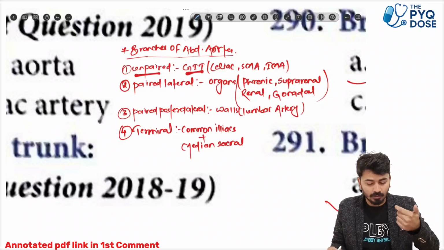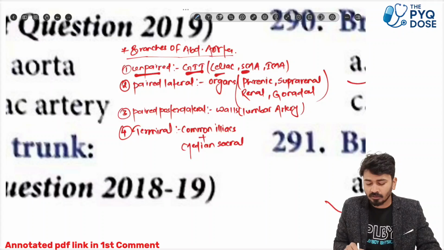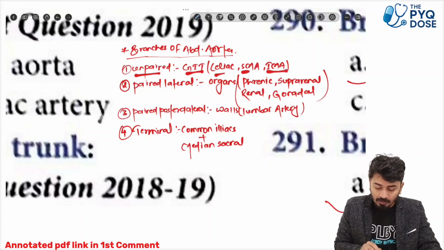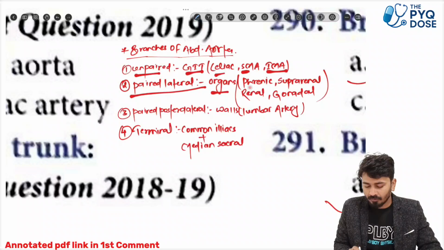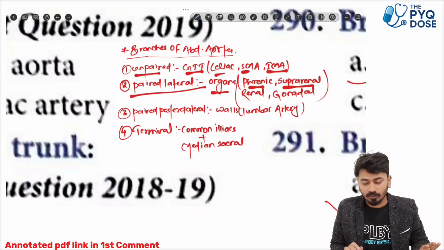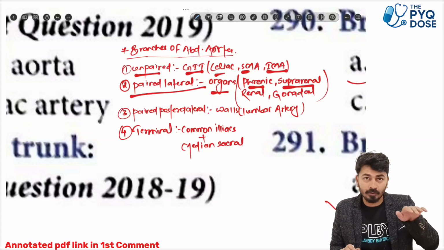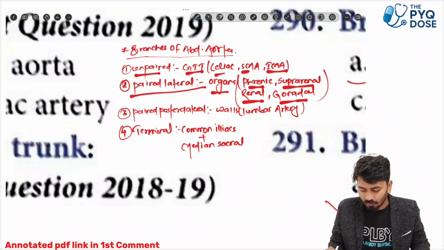Branches of the abdominal aorta: there will be unpaired branches to the GIT, that is the celiac, superior mesenteric artery, and inferior mesenteric artery. There will be paired lateral branches to the organs, like the phrenic, suprarenal, and renal.